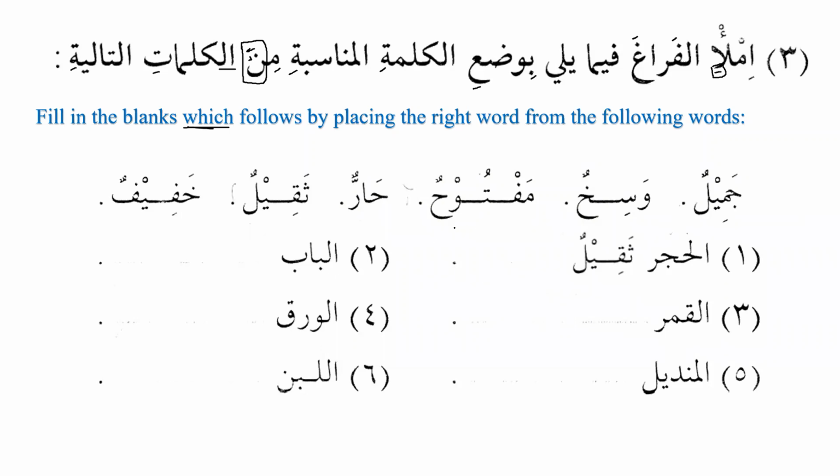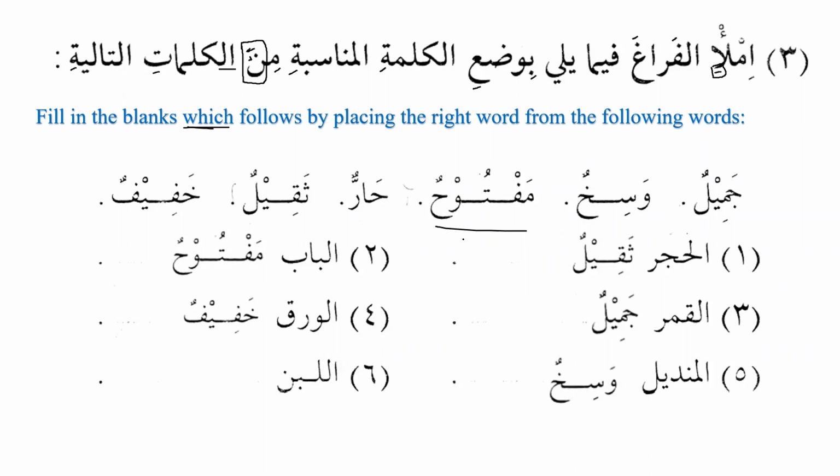Al-babu, the door. Al-babu, excellent. Maftuhun, the door is open. Then we have al-qamaru. Al-qamaru, normally we say the moon is beautiful. Yeah, so we will say al-qamaru jamilun, the moon is beautiful. Al-waraqu, normally it's light. So we will say al-waraqu khafifun, excellent. Then we have al-mindilu, the handkerchief. And unfortunately, every time it has to be dirty. So al-mindilu wasikhun, and then we have al-labanu, the milk, and normally the milk is hot when we heat it. So al-labanu harrun, the milk is hot.